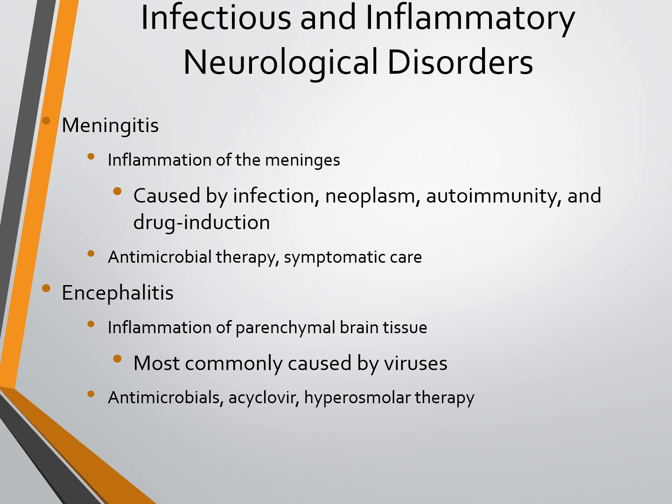I would like to now move to talk about some of the infectious inflammatory neurological disorders that occur, things such as meningitis and encephalitis. We have meningitis, which is a word that explains the inflammation of the meninges. Meningitis can be caused by infection, tumors, it could be autoimmune, or it can be drug-induced. There are antimicrobial therapies that can be utilized to help treat these patients, and then you definitely want to do symptomatic treatment and care.